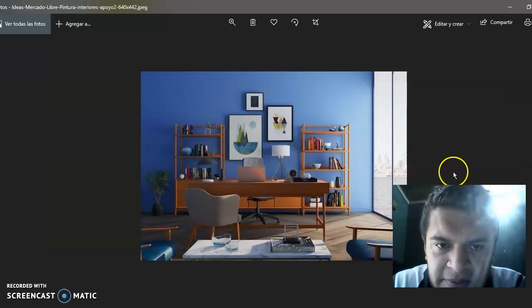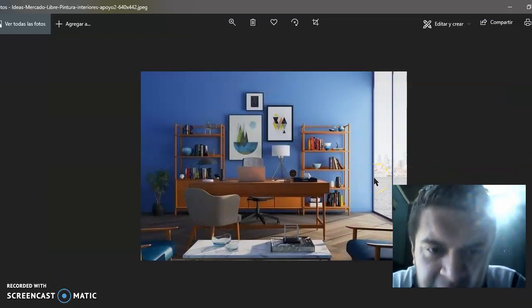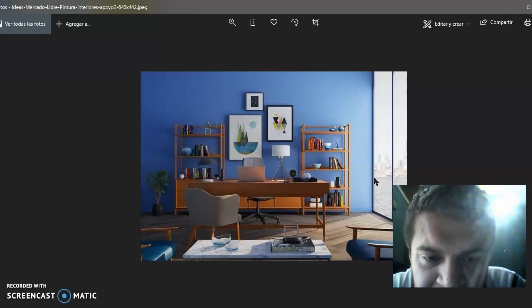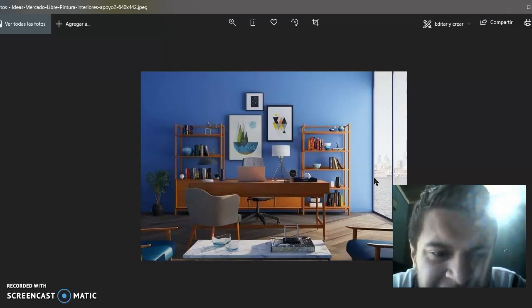The second image is a study room. There is a laptop on my desk. There are four chairs. There is an ashtray. There is a plant.